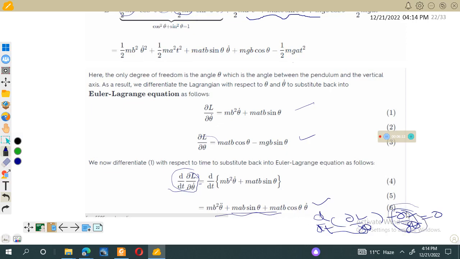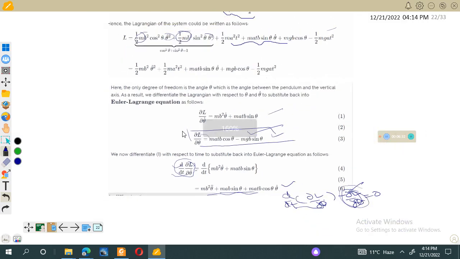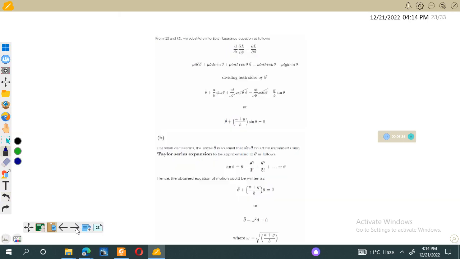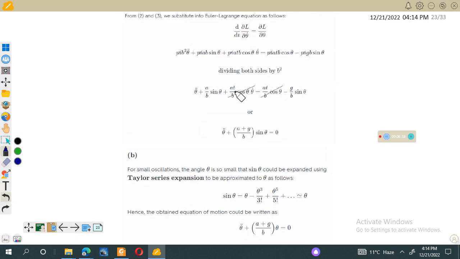Similarly, to find the equation of motion we need to calculate partial L over partial theta, which is equal to this. We have already calculated partial L over partial theta. As you can see, we will put this expression and this into the Lagrange equation, and it will give our required expression for the equation of motion, which is this. This is the whole derivation.